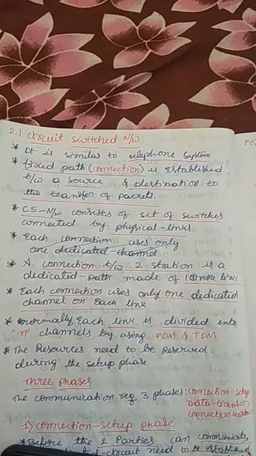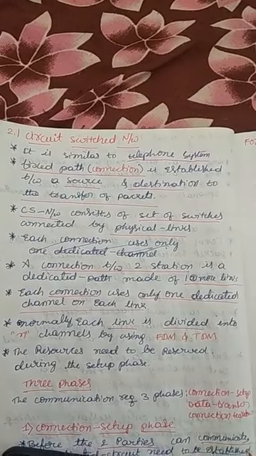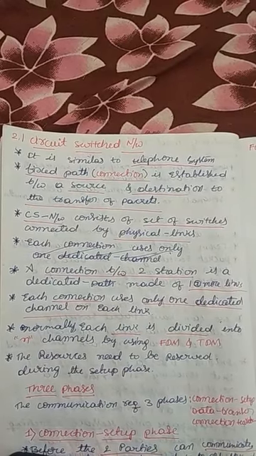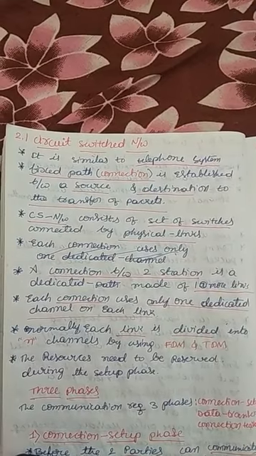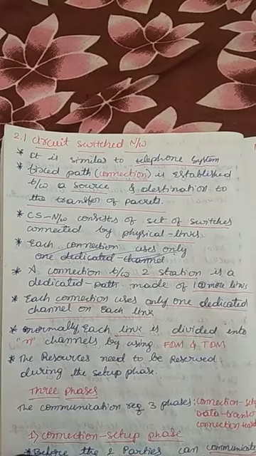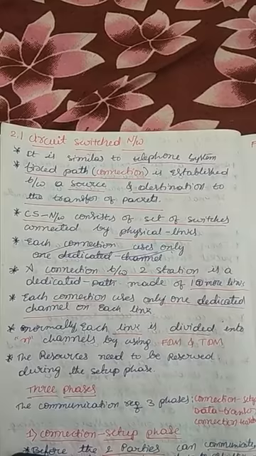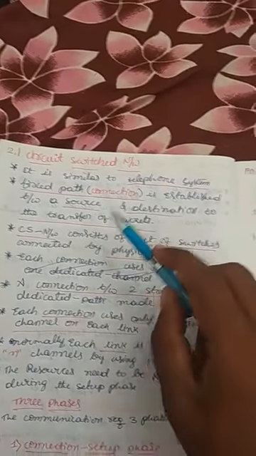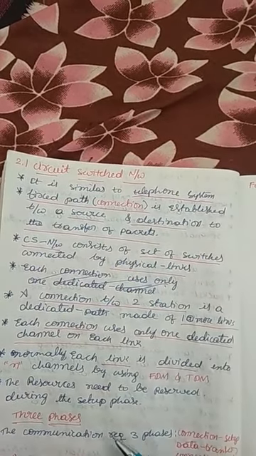Now, a circuit switched network is similar to the telephone system. Here, a fixed path connection is established between the source and the destination to transfer packets. Means here we are going to fix the path between the source and the destination to transfer the packets.